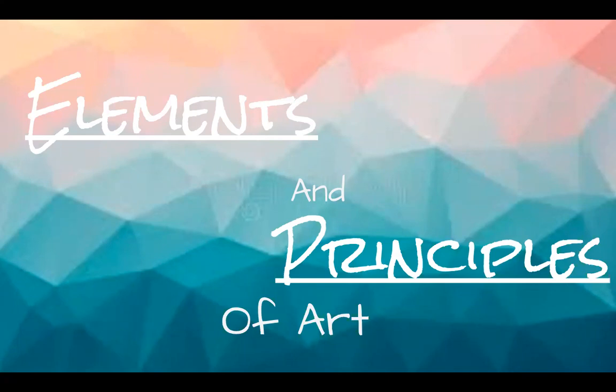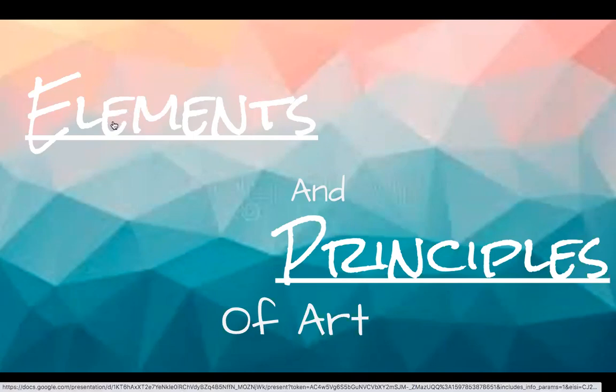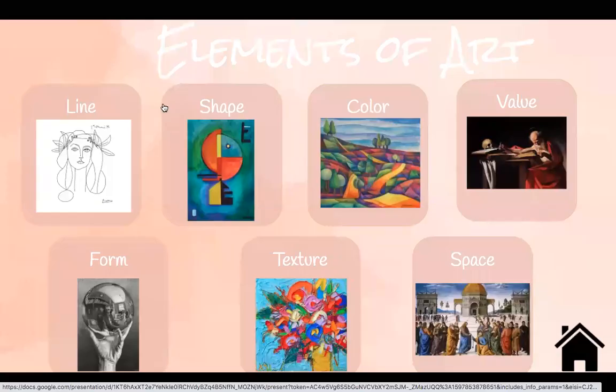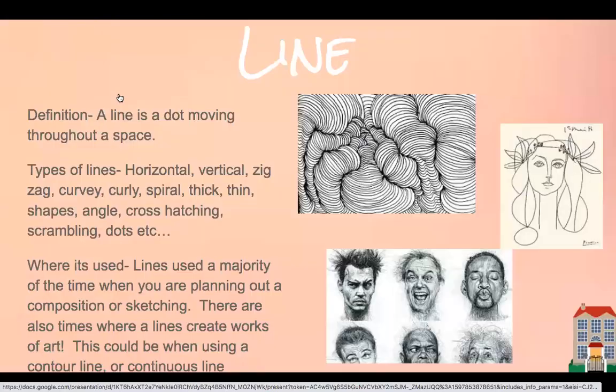So the elements and principles of art. This applies to every single work of art that you can create and every single work of art that has been created. So first we're going to learn about the elements, and I think we will just get through them today. So there are 7 elements of art. There is line, shape, color, value, form, texture, and space. So we're going to start by learning about line.